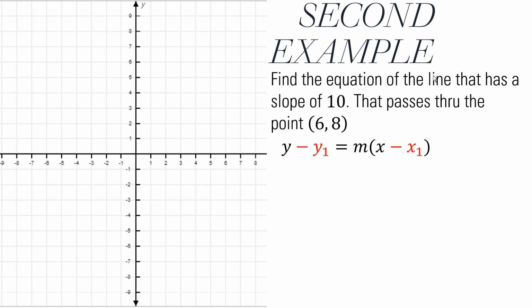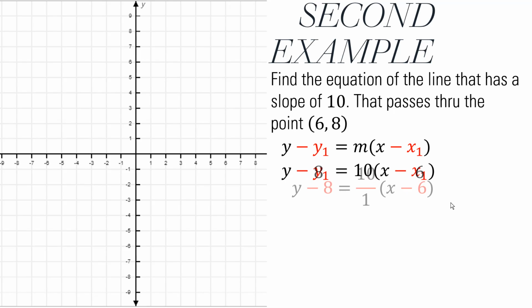Okay, let's have a look at a second example. We're going to write the equation of the line that has a slope of 10 and passes through (6, 8). Let's put that slope in first. It stays the same and does not change to negative. It's only the y1 and the x1 that change signs, so that 6, 8 should turn negative.